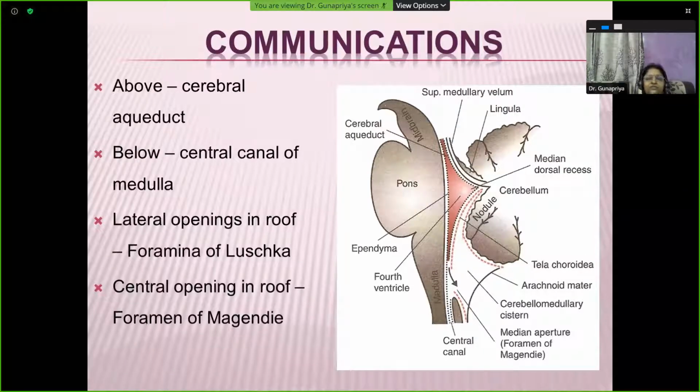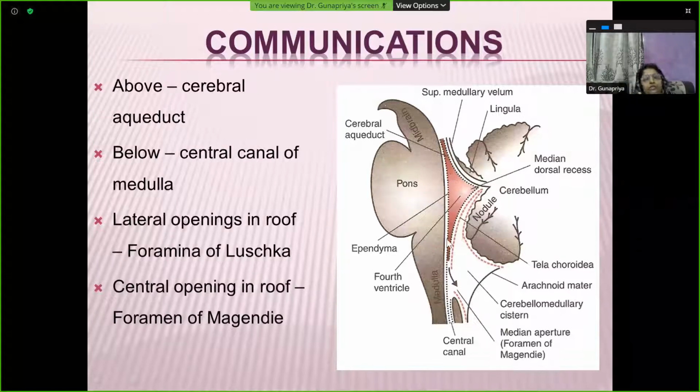Now moving on to communication. This fourth ventricle is not a completely closed chamber. It has to communicate with something above and something below. Behind the pons, you have the fourth ventricle, and it necessarily has to communicate with some other cavity above and some other cavity below. Above, it communicates with the cerebral aqueduct. Cerebral aqueduct is the cavity that we saw in the midbrain. When we saw the sections of midbrain, we found a small cavity there known as cerebral aqueduct, surrounded by periaqueductal gray. So the cerebral aqueduct of Sylvius is the one with which this fourth ventricle is communicating above.